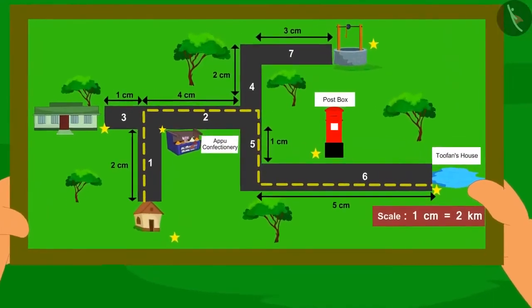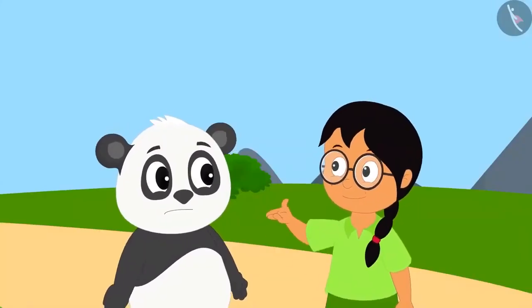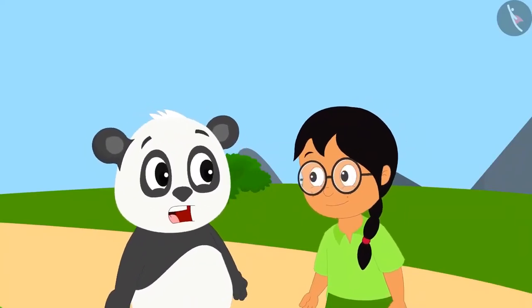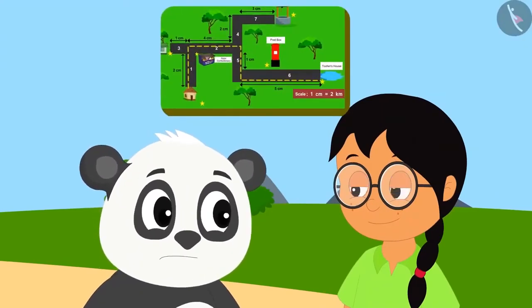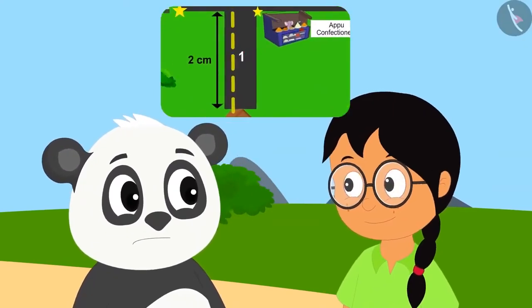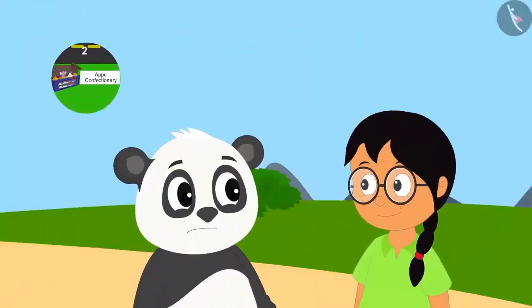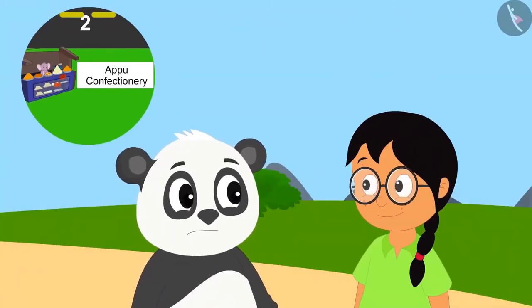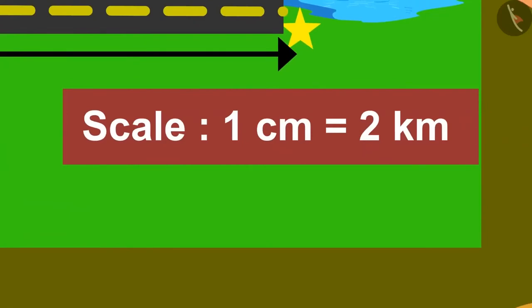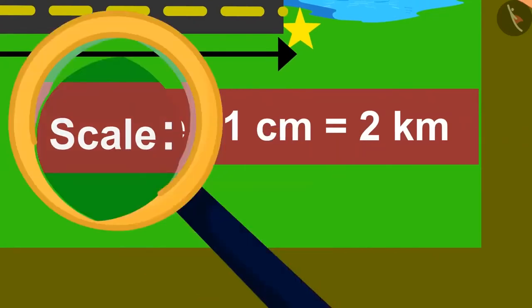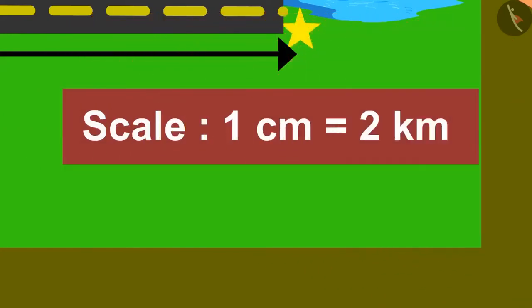As soon as Meenu saw the map, she told Golu that he would have to go about 4 kilometers more. Golu was shocked to hear this. He told Meenu that he had walked 1 centimeter on road number 1 as per the map given by uncle. But he could not see Appu's confectionery far and wide. Meenu then draws Golu's attention to the scale written on the map. On the scale, it was written 1 centimeter equals 2 kilometer.